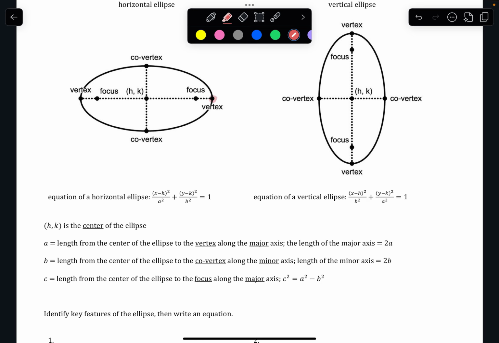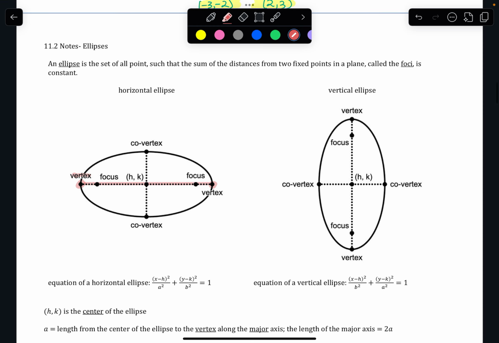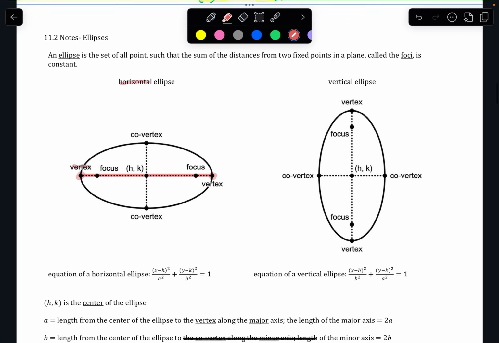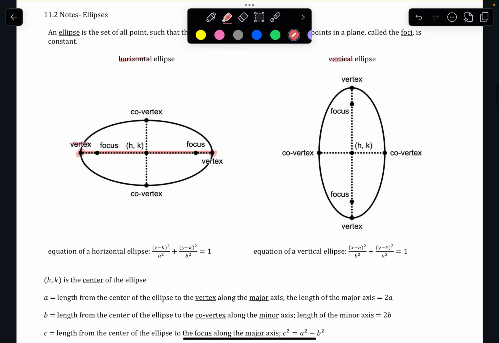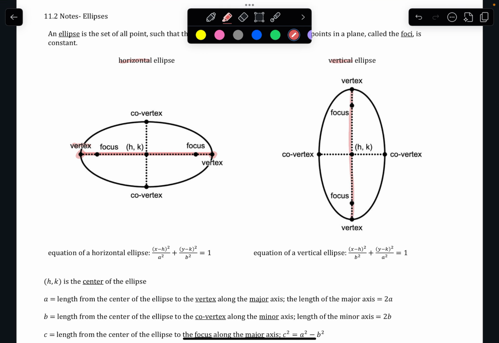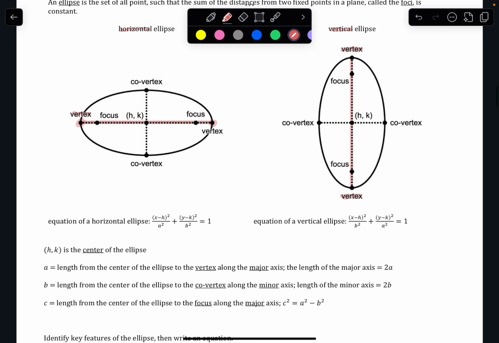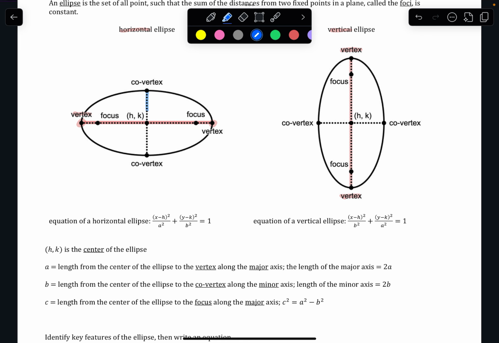And so the first thing I want to talk about is the vertices. For each ellipse, you're going to have a vertex on each side of what is called the major axis. And so for a horizontal ellipse, the major axis is going to be longer in the horizontal direction, whereas for a vertical ellipse, the major axis is going to be a vertical axis. So major axis is always the bigger axis, and the vertices always lie on the ends of those.